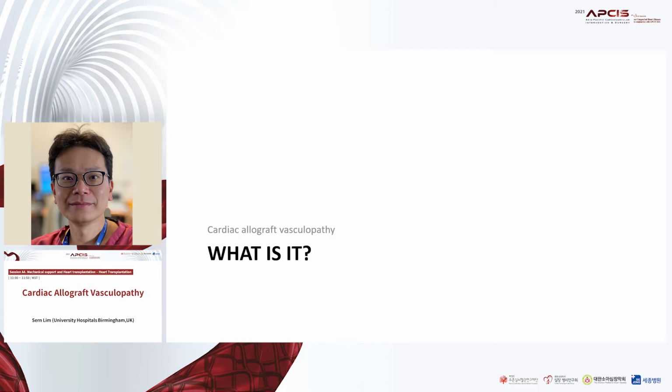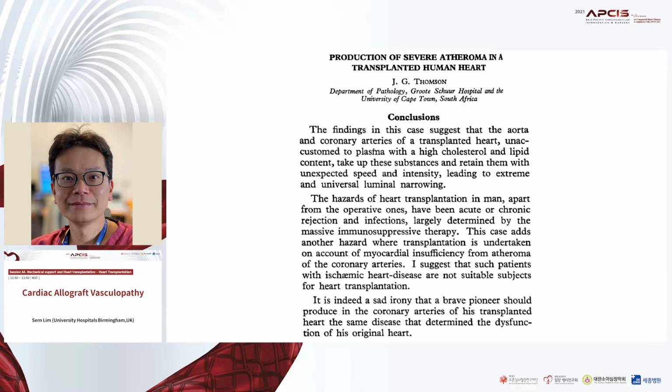I'm going to start with a quick recap of what this condition is. This was actually described almost 50 years ago by the team in South Africa when they examined the heart of the second heart transplant recipient after he died. And they found quite significant and what was described as universal luminal narrowing when they examined the coronary arteries.